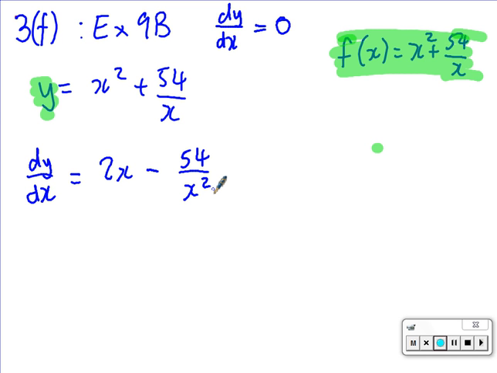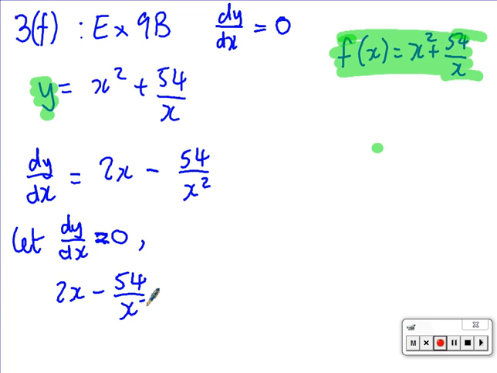So now we want to put the gradient dy by dx equal to 0. So let dy by dx be 0. Oops, it is equal to 0, not greater than 0. And then we have 2x minus 54 over x squared equals 0. Now if we solve that, it will give us the x coordinates of the stationary points.